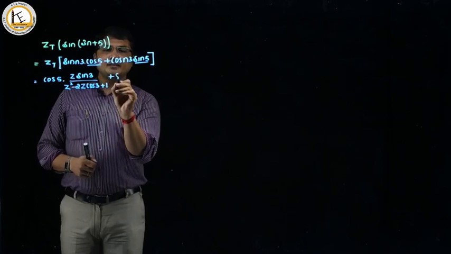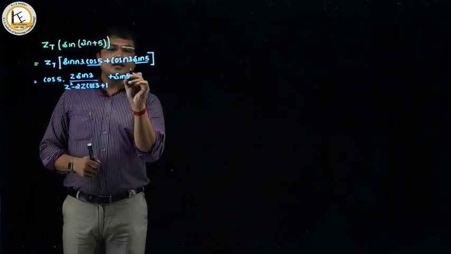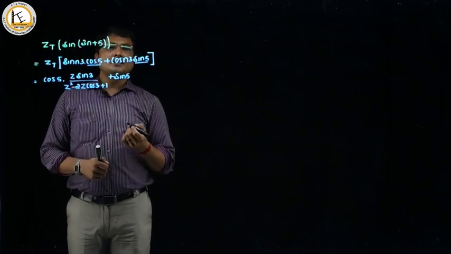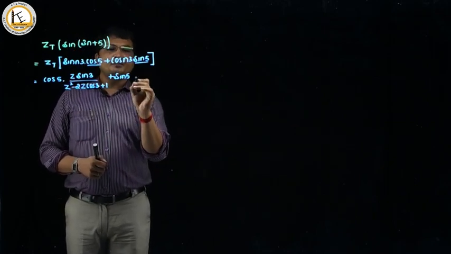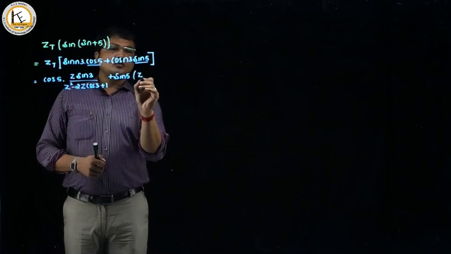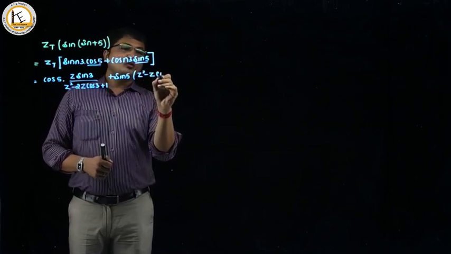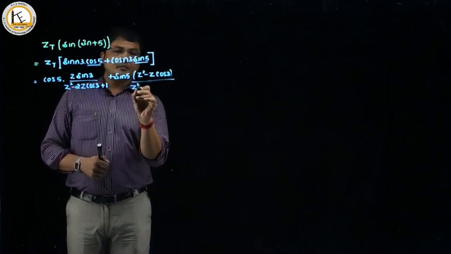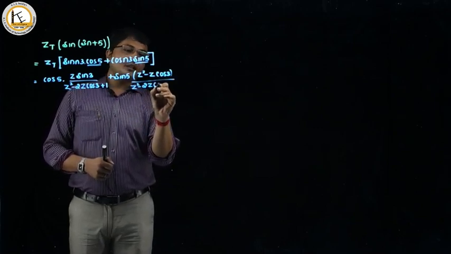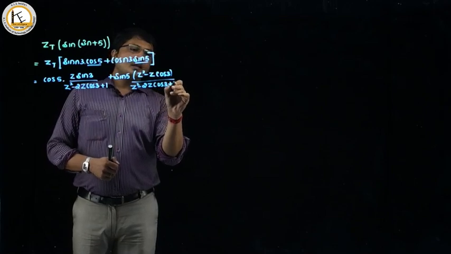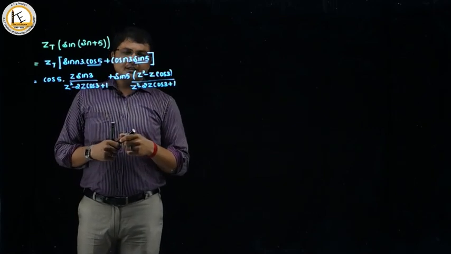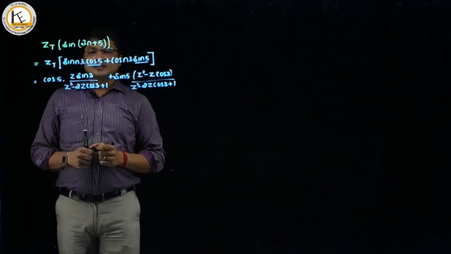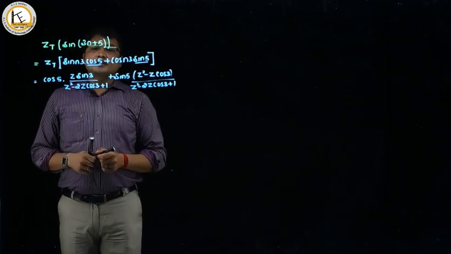Similarly plus sin 5 as it is, and for cos 3n, again comparing with cos n theta, theta is 3, so we have Z square minus Z into cos 3, whole divided by Z square minus 2 times Z into cos 3 plus 1. So this is the Z transform of cos 3n, and hence that's the solution.